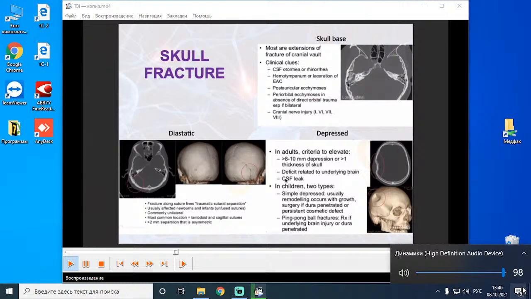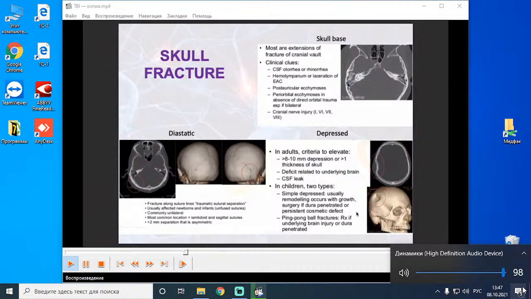Radiography if underlying brain injury or dura penetrated, or surgery if underlying brain injury or dura penetrated. Because in children, in fractures like ping pong ball fractures, they don't need any surgery. You can fix it with only one instrument, an elevator under the skin.